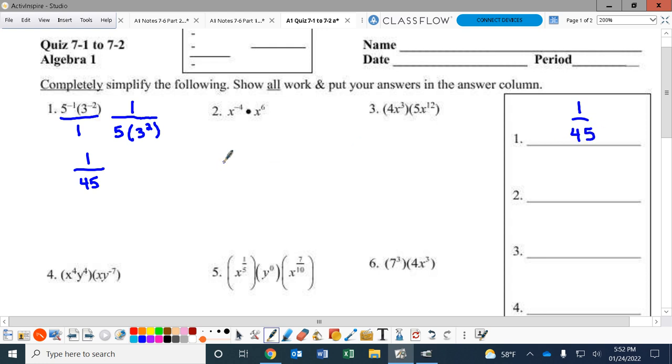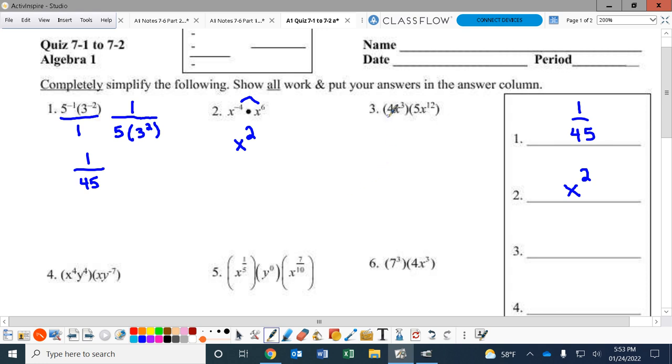For the second one, first thing we do when we have like bases and we're multiplying them, we add their exponents. So that's going to make it x to the negative 4 and positive 6 would give us x to the second. There's nothing more to do because it's a positive exponent. We don't need to move anything, so we just go on.